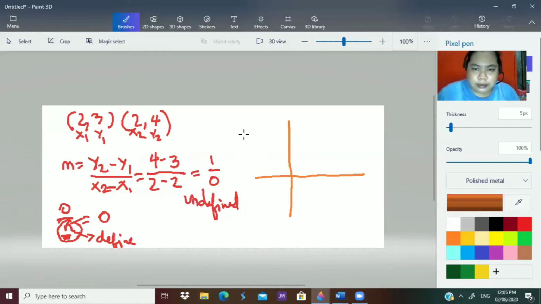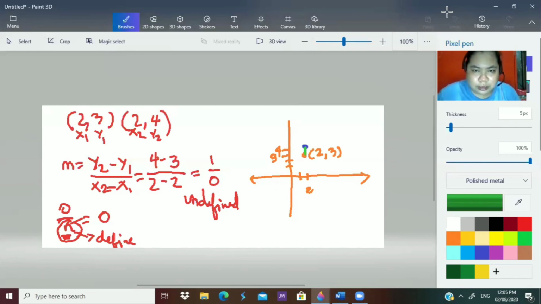Okay. Now, let's graph. Let's plot the points. You have 2, 3. So, ito yung 2, 3. 2, 4. Sorry, hindi makatotohanan ng aking number line. So, yan, 2, 4. So, gamit ako ibang kulay. So, meron pa dito. So, ito yung line natin.